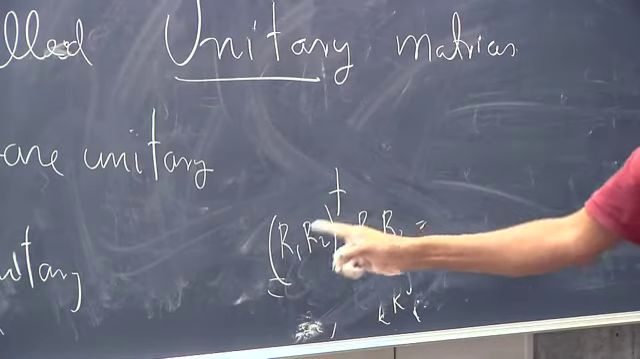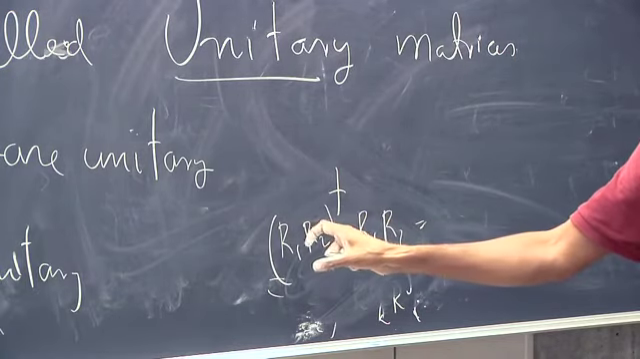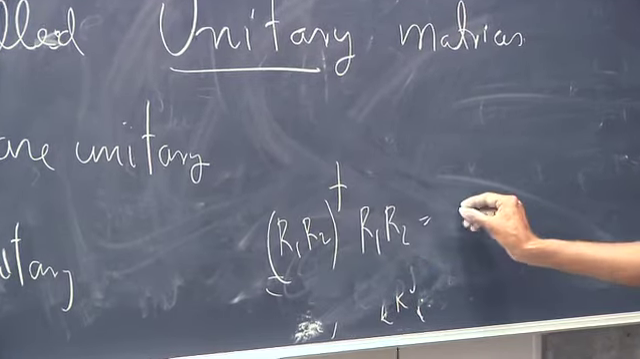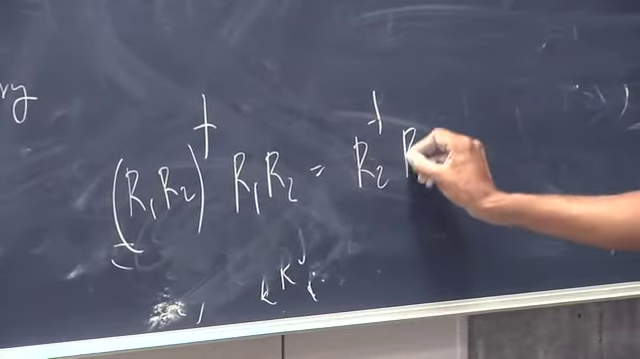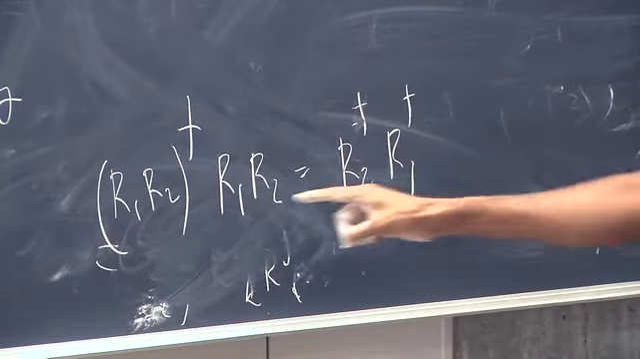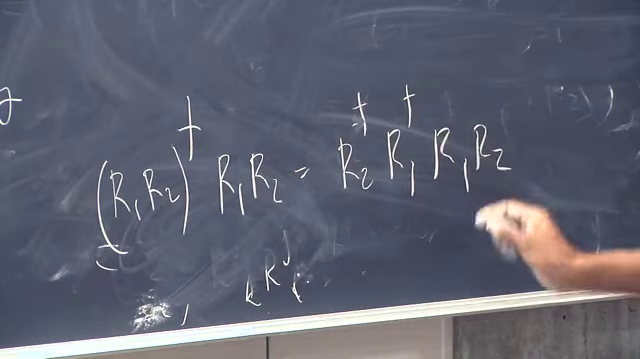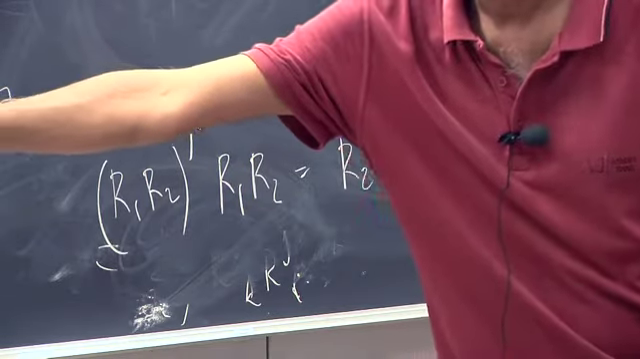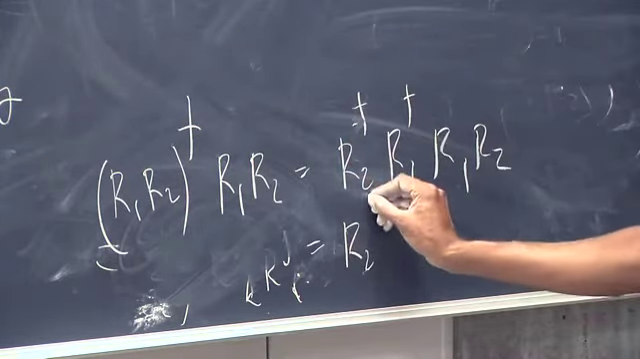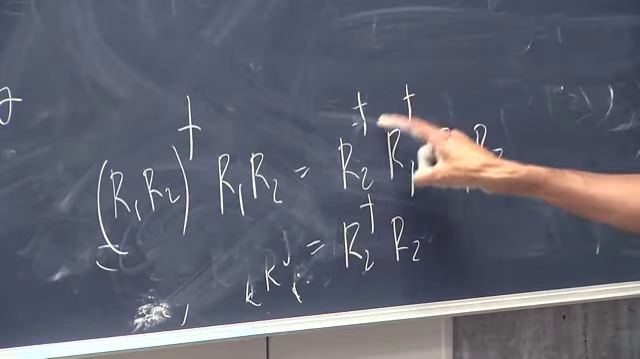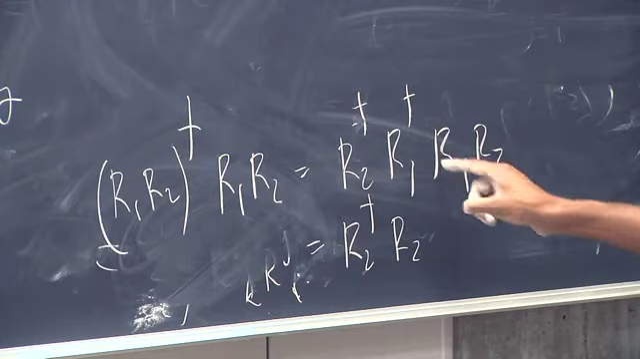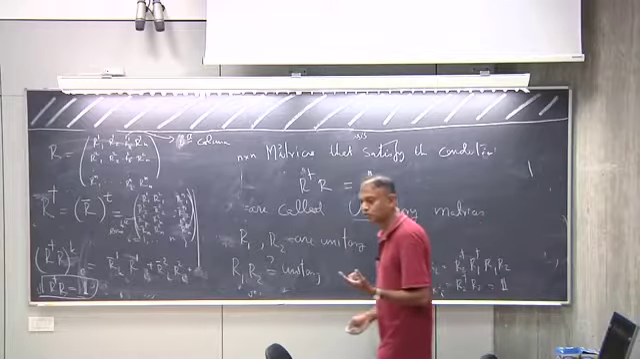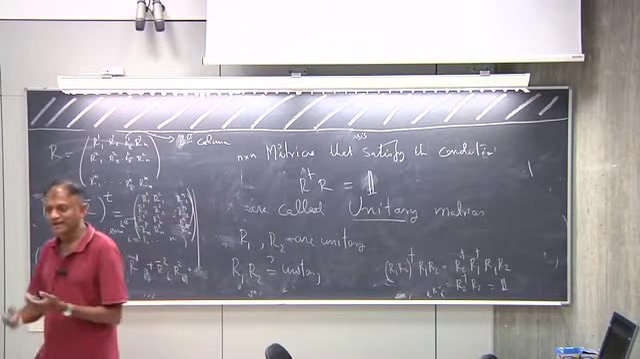But you know that when I take the dagger, the order changes. Are you familiar with that? Right? So if I open this up, this becomes R2 dagger R1 dagger times R1 R2. Now R1 dagger with R1 is 1, because R1 we said is unitary. So this is the same as R2 dagger times R2, because here this is the identity matrix. And R2 is again unitary, so this is the identity matrix. So the product of two unitary matrices is again unitary, but that you should have expected.